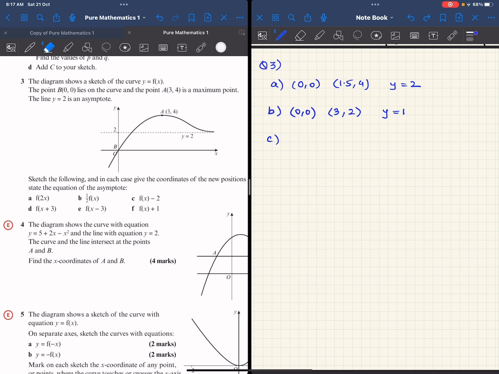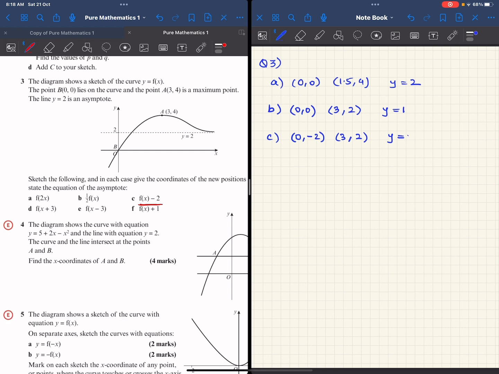So let's write our transformation. (0, 0) will become (0, negative 2). (3, 4) will shift down, the y coordinate becomes 2, and here the x-axis, or y is equal to 0, is the asymptote. Question D, we have f of x plus 3. So f of x plus 3 means the graph slides to the left by 3 steps. So this point here goes 3 steps to the left. So it becomes (negative 3, 0). So we have (negative 3, 0). And this point here moves 3 steps behind, so it becomes (0, 4).